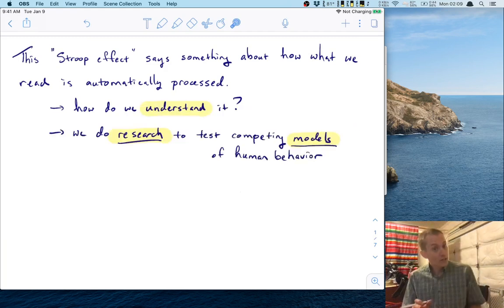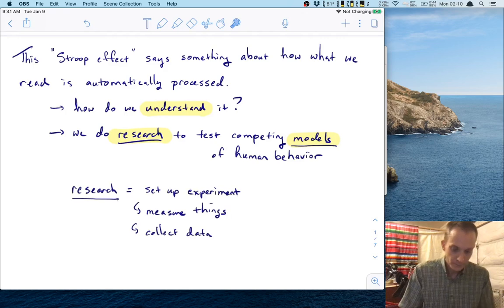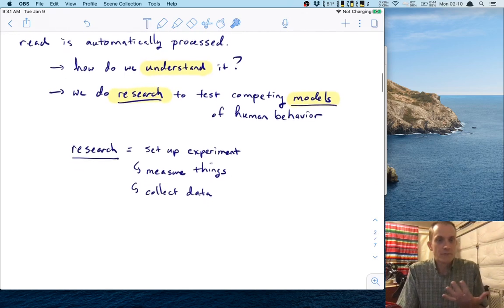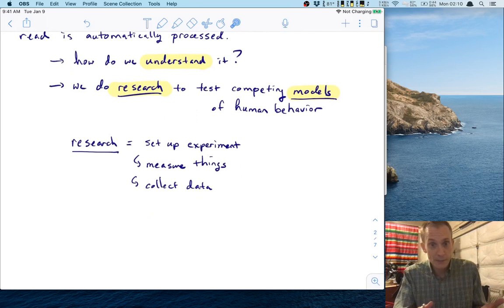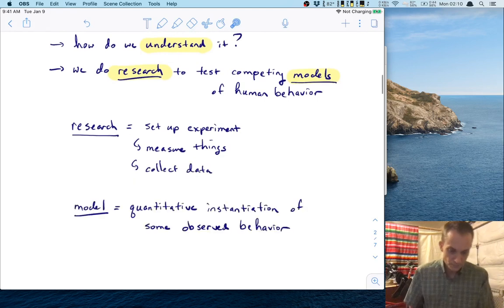And then particularly what we do to understand that is we're going to do research. And the purpose of that research is to do experiments and test some competing models of this human behavior. So the cycle of research then would be to set up an experiment. And so maybe you do something like what I just showed you, but you do it a lot of different times with a lot of different people. And then you measure things. So maybe we measure how long it takes people to read through the list. And using those measurements, we then collect data. And we do this over and over again.